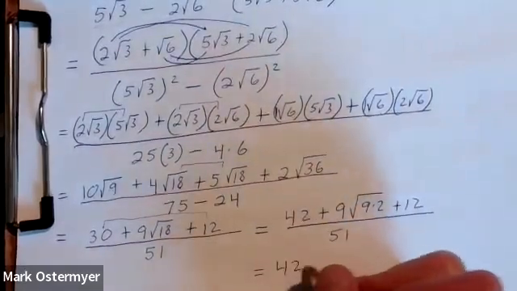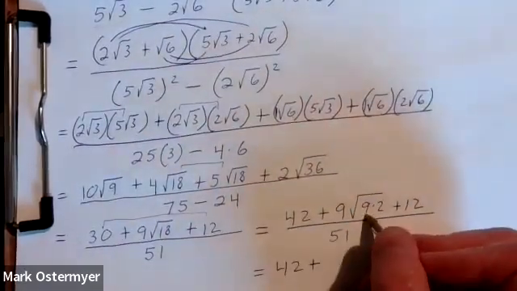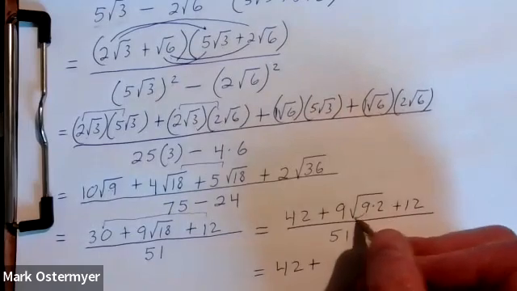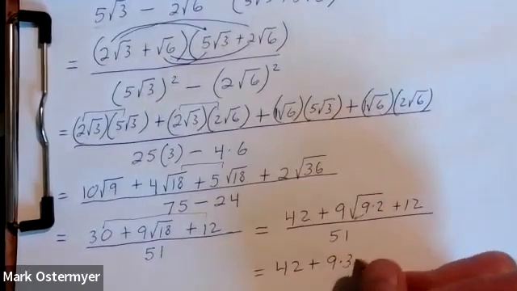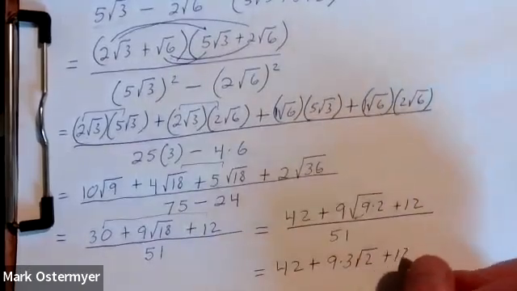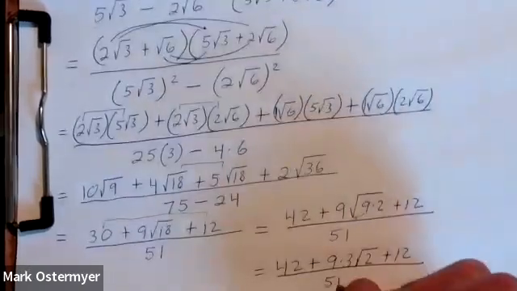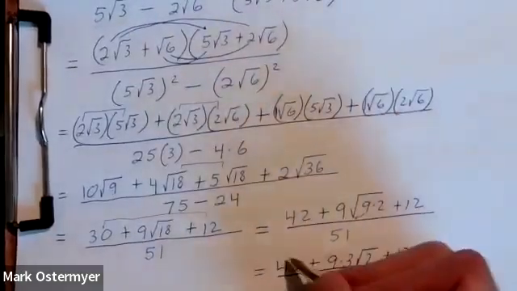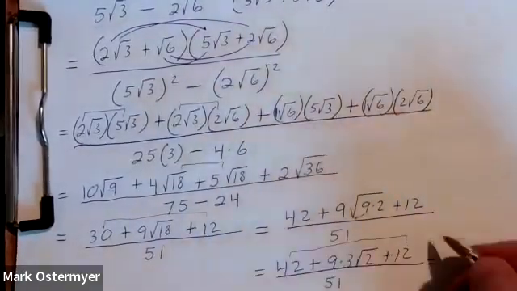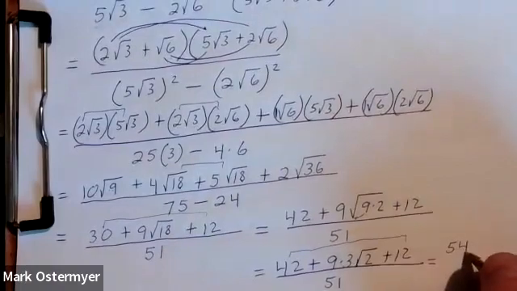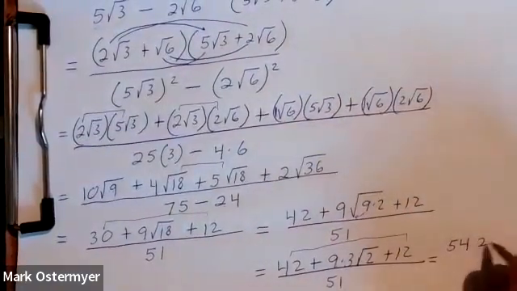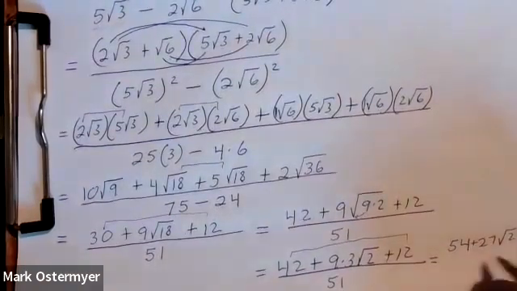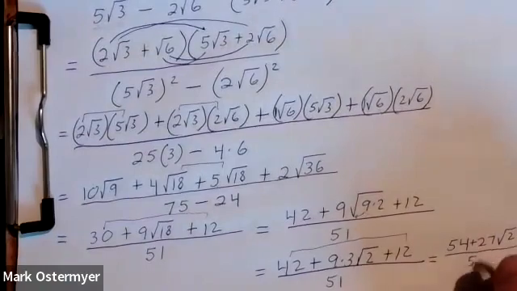Hence, we're going to have 42 plus the square root of 9 brings us 9 out from underneath the square root as a 3. The 3 will come out here and join the 9 as a factor. All right, so 42 plus 12 here is going to be 54. And 9 times 3 is 27. So we have 54 plus 27 square root of 2 all over 51.